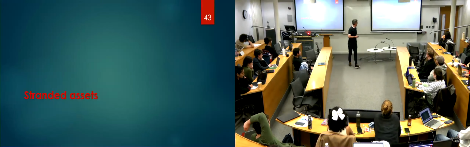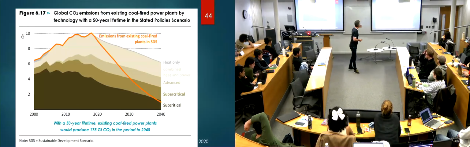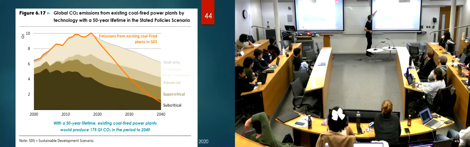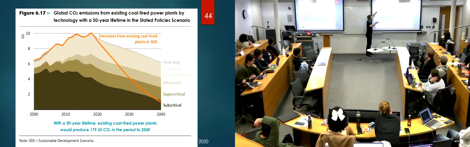And then we have a paper on stranded assets. And so here's the problem. This is, for example, coal-fired power plants. We have 10 gigaton of CO2 per year.